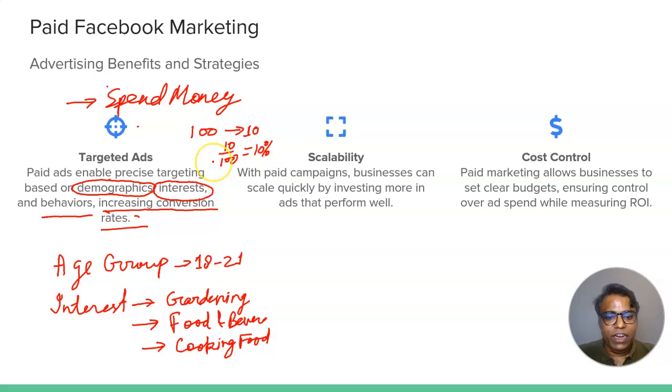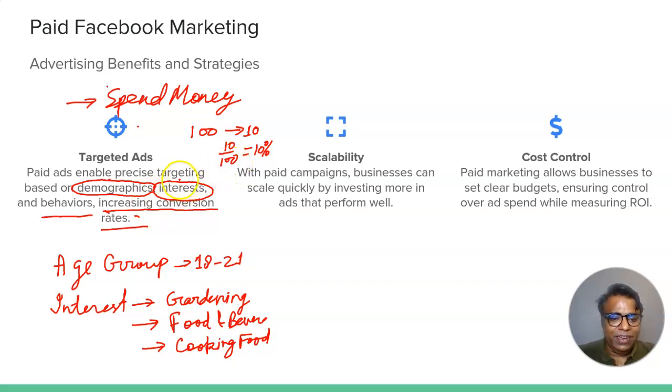So if somebody who's having a 20% conversion rate is obviously doing better than you, which means they are also showing the ad to 100 people, but out of those 120 people are ending up buying your product. So conversion rate is high. If your targeting is proper, then your conversion rate is very high. And if your targeting is lower, then your conversion rate is very low.